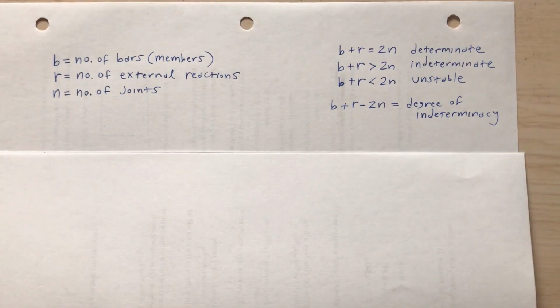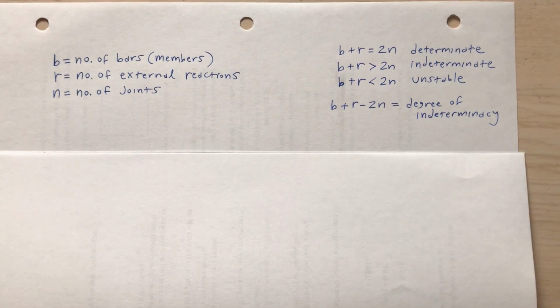Okay, determinacy of a truss. If a truss is determinate, I can find all the external reactions, I can find all the bar forces. So let's say that B is the number of bars or number of members, R number of external reactions, N number of joints. So if B plus R is equal to 2N, then it's a determinate truss, statically determinate. If B plus R is greater than 2N, it would be statically indeterminate. If B plus R is less than 2N, then it's unstable.